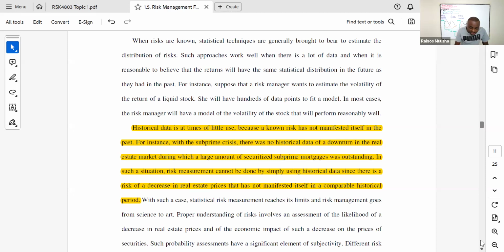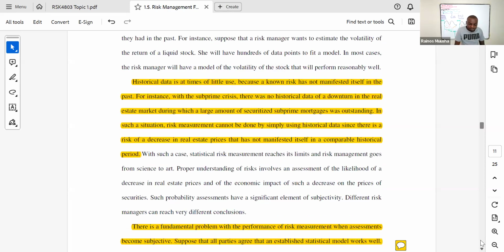So in such a situation, risk management cannot be done by simply using historical data, since there is a risk of a decrease in real estate prices that has not manifested itself in the comparable historical period. So here they're basically saying that when you look at the 2007-2008 financial crisis as well, it was not going to be reliable for us to use historical risk exposures if you're going to be invested in real estate.